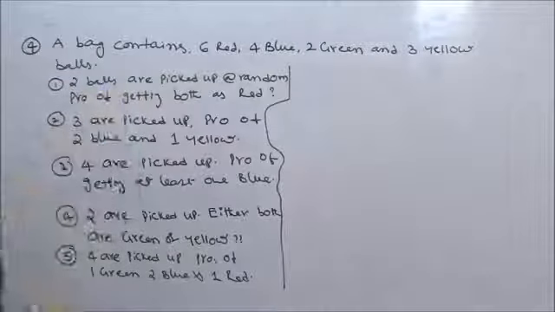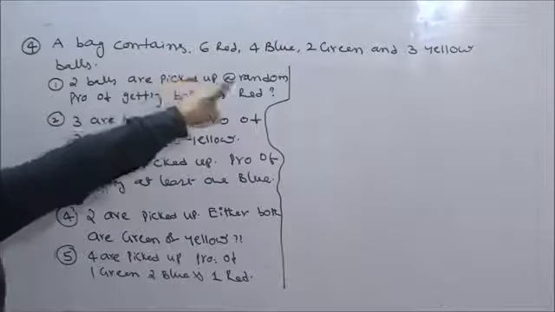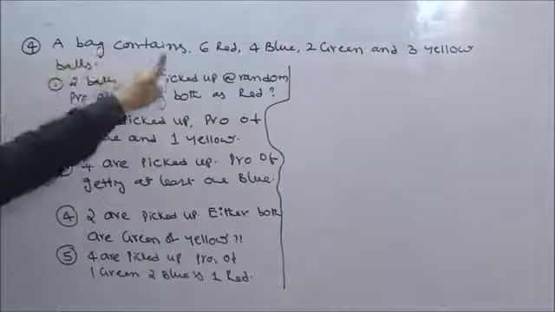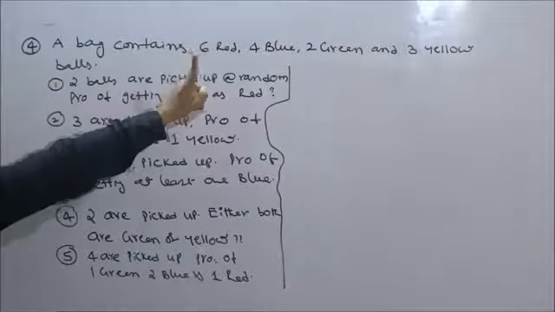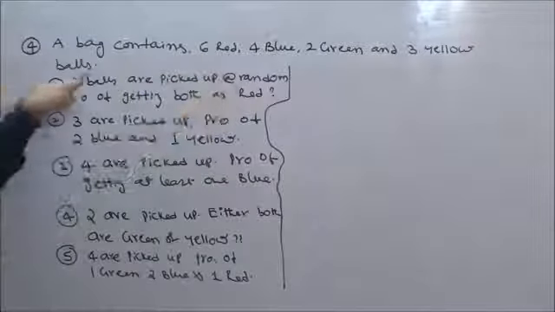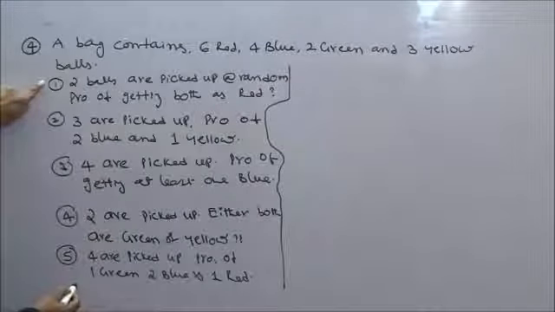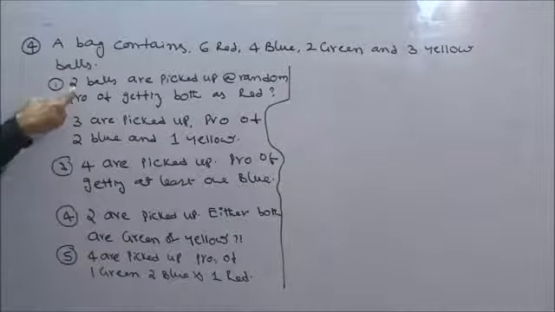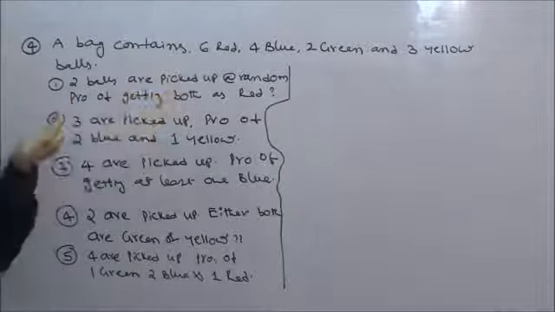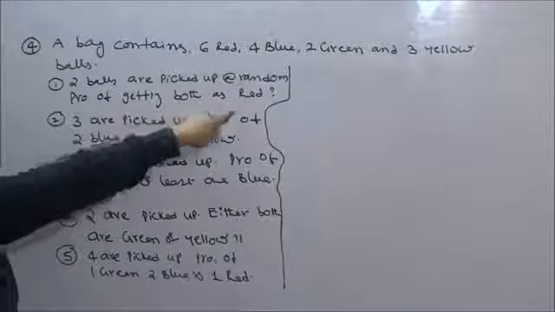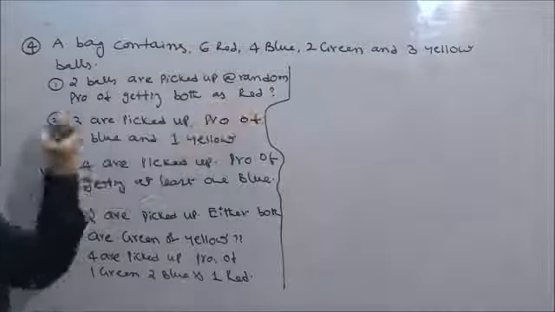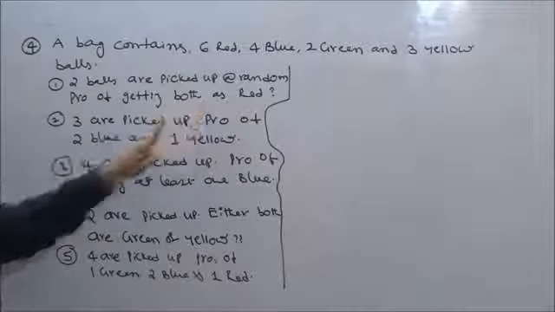Here you see, a bank contains, you have to do this question. A bank contains 6 red, 4 blue, 2 green and 3 yellow balls. And they have given 5 different questions. Alright. The first one is 2 balls are picked up at random. Probability of getting both are red. Alright. So this is only one step you can get the answer.